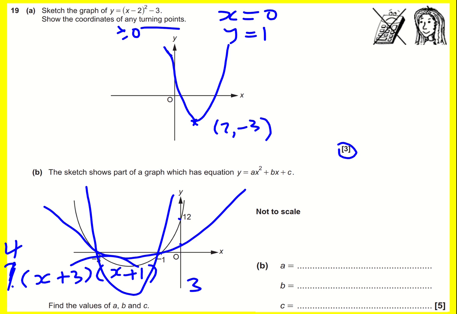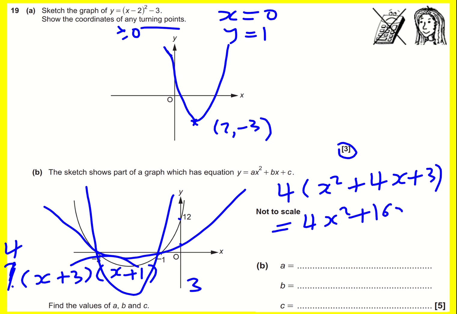Now, when x is 0, I suppose I didn't say that before. When x is 0, I want to get 12. I only get 3 at the moment, so I need that 4 there to make it work. So now I can multiply this out. It's going to be 4 lots of (x squared plus 4x plus 3). I've expanded that quickly, and then that's going to become 4x squared plus 16x plus 12. And I've got my c.